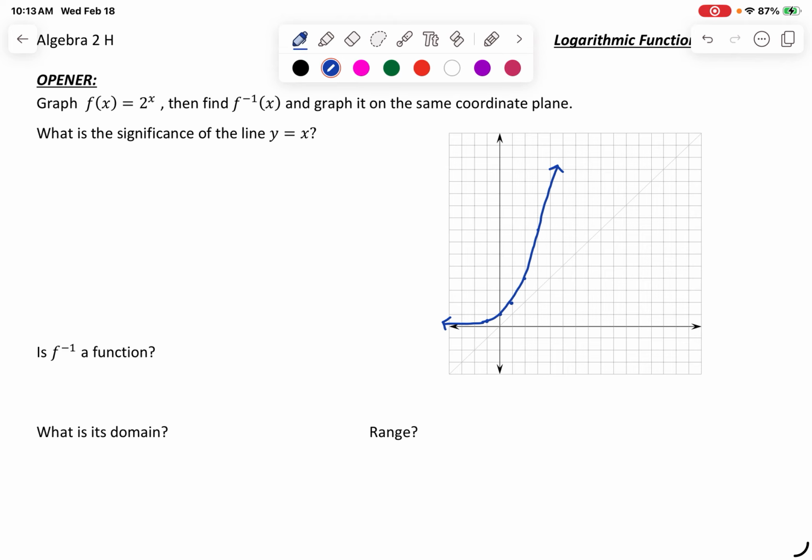So we know how to find an inverse. We know that we have to switch x and y. This f of x is just a fancy way of saying y. So if we switch x and y, we have x equals 2 to the y. And then we have to solve for y. So the problem we have here is that we don't know how to solve for exponents. That is what we learned in this chapter, but we don't know how to do that yet.